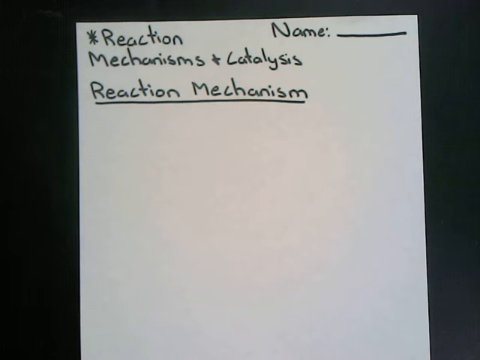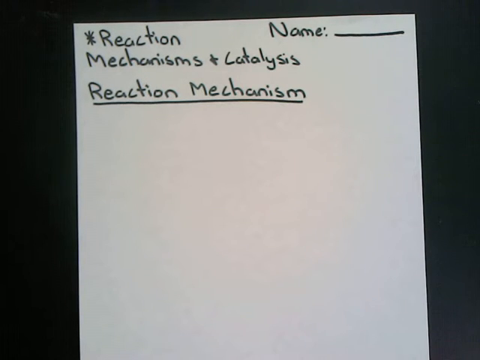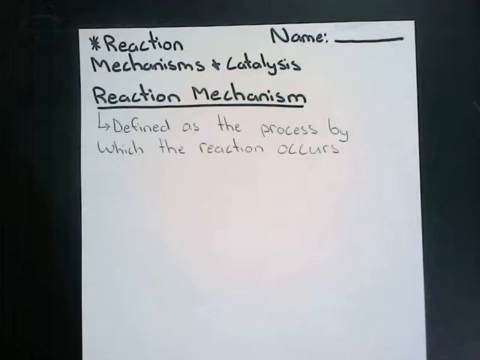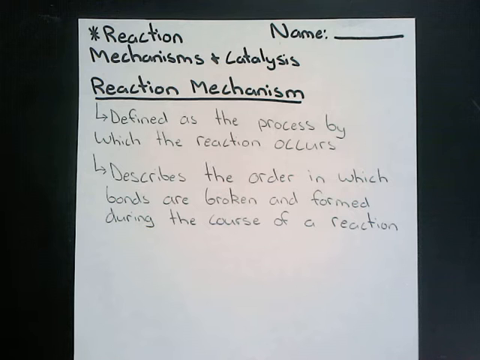So we start out here with reaction mechanisms. Reaction mechanisms are defined as the process by which the reaction occurs. Specifically, a reaction mechanism describes the order in which bonds are broken and formed during the course of a reaction. It provides the detailed steps that occur at the molecular level as the reactants are turned into products.